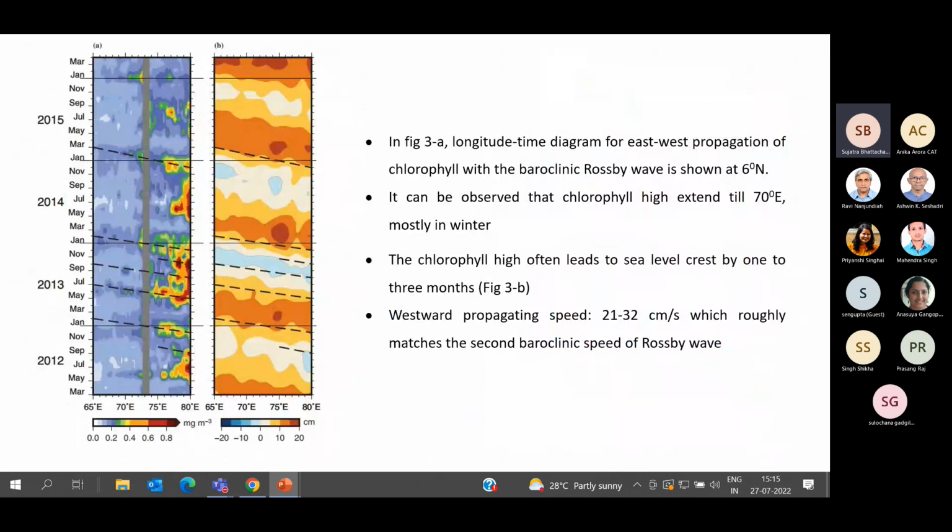The chlorophyll high often leads the highest sea level crest by 1 to 3 months. So these are the sea level crests and these are the chlorophyll highs. So chlorophyll highs are always leading the sea level crest by 1 to 3 months. The westward propagation speed of the chlorophyll, which is 21 to 32 centimeters per second, roughly matches the second baroclinic speed of the Rossby wave.